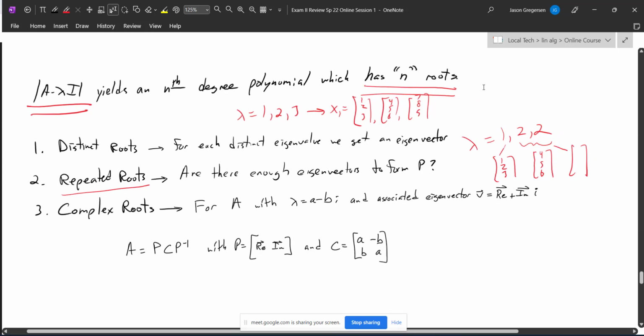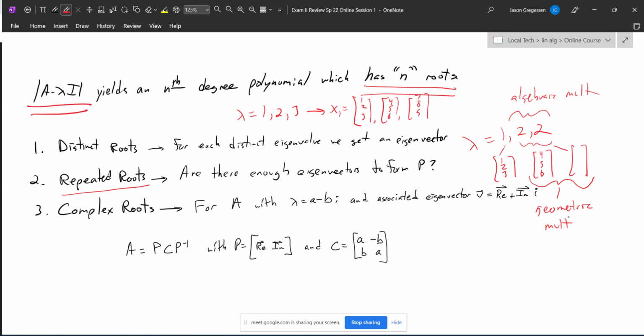Now, the number of times that the eigenvalue is repeated is called the algebraic multiplicity, and the number of associated eigenvectors that we get, or a better way to say that, the dimension of the associated eigenspace, is called the geometric multiplicity. And so more formally, we could say that the matrix is diagonalizable if the geometric multiplicity is equal to the algebraic multiplicity for all the eigenpairs.